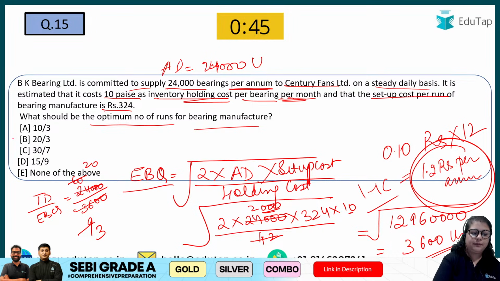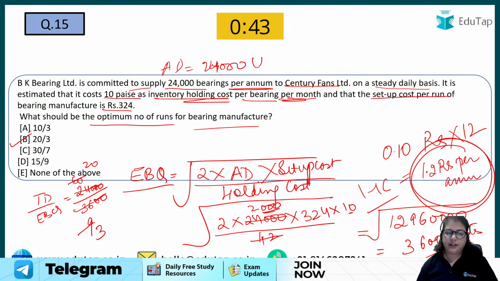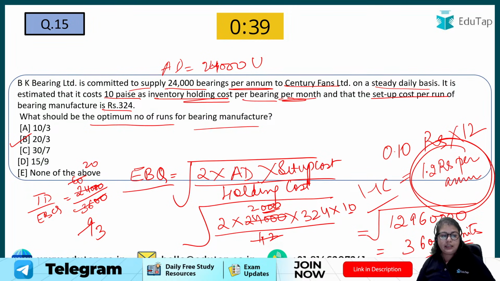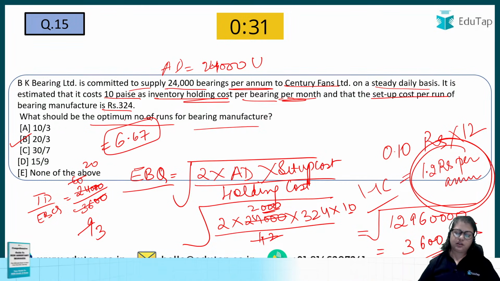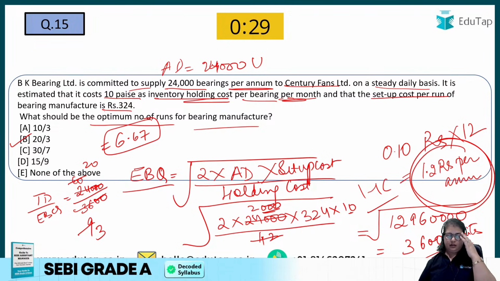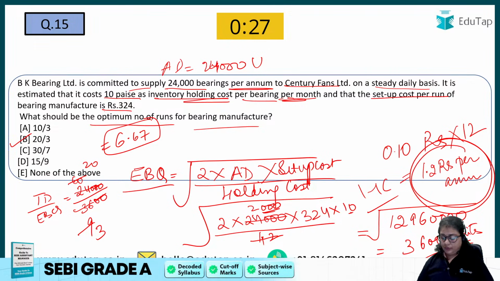So yes, I got my answer, that is B, 20 divided by 3. Is that okay? 20 divided by 3, that is 6.67. The answer is option B. Or you can also say 6.67, but it is not required here because it is asking in fractions only, right?